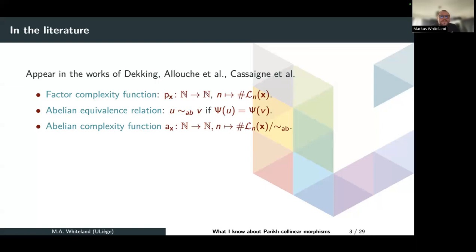I forgot to say, please feel free to interrupt if you have anything to ask. We're going to consider some complexity functions where we relax this counting. So we're only going to count factors if they're sufficiently different. Here's one example coming from the abelian equivalence relation. Two finite words are abelian equivalent if their Parikh vectors are equal. From this, you can define the abelian complexity function. Now instead of counting all factors of length n, you count the number of abelian equivalence classes you see among factors of length n.